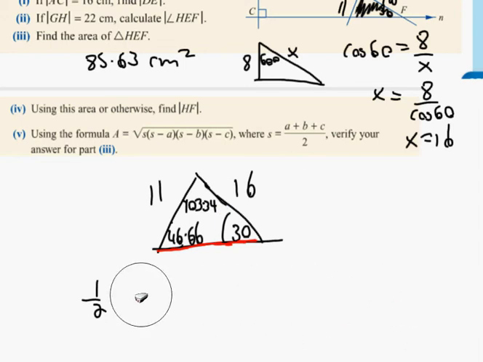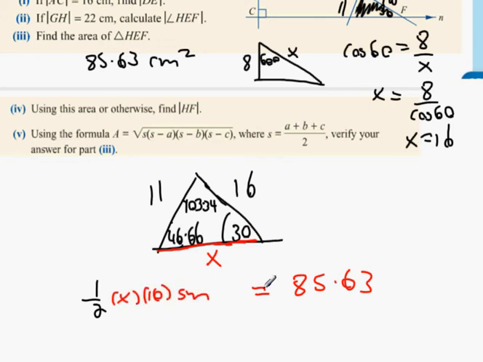I'll show you why. We said 85.63 is the full area, right? So look at this. A half, call it x, times 16 sine 30. Remember, a half AB sine of any angle will get you the area. So it's going to be 8x. So x times 8 sine 30.